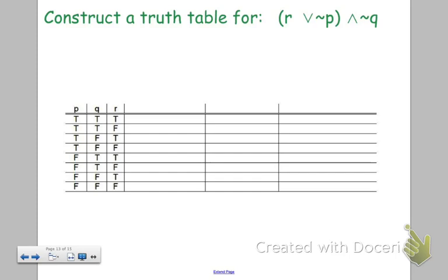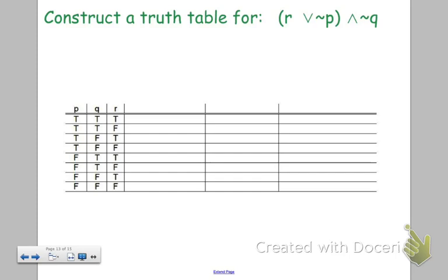I'm starting out the exact same way with a P column, a Q column, and an R column. I have true, true, true; true, true, false; true, false, true; true, false, false; false, true, true; false, true, false; false, false, true; and false, false, false. The exact same 8 cases I had in the previous example.